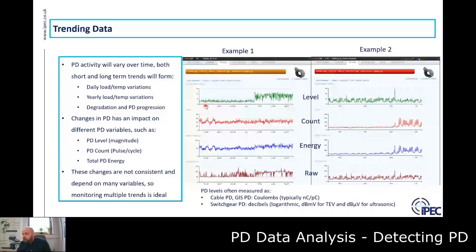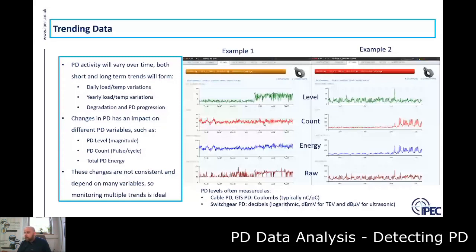So we can see that the level remains relatively low up until this point, and then the level suddenly increases, and now we get a higher level of PD activity. So the energy in every individual PD activity is significantly increased. If we look at the chart below it, this is the count chart. So this is the number of PDs per power cycle. And we can see on the count chart, this has remained very, very consistent. So the number of PDs occurring per power cycle hasn't really changed.